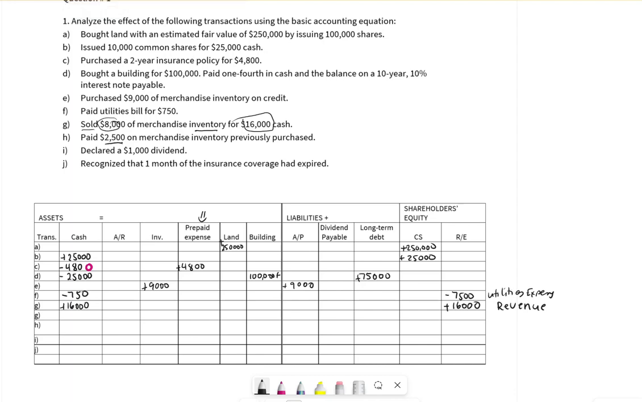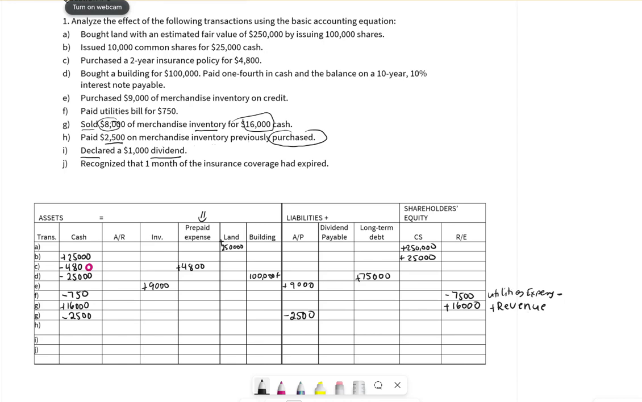Paid $2,500 for the merchandise inventory previously purchased. We're not getting new merchandise, but we previously purchased it. Your cash will go down, and your accounts payable will go down by 2,500. We declared a dividend. At this time we just declared the dividend. Again, any revenue will increase retained earnings, utility expense will decrease it, and any dividends that are declared, if they're not paid right away, will impact your retained earnings.